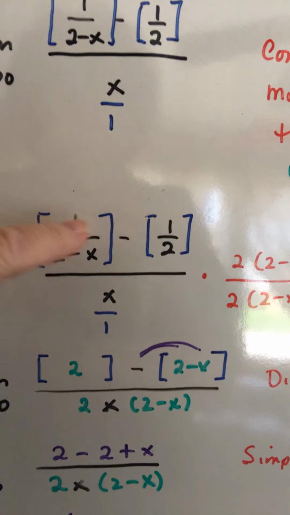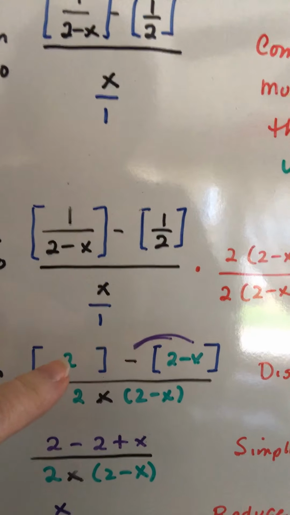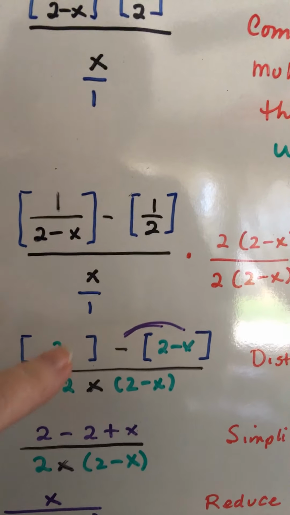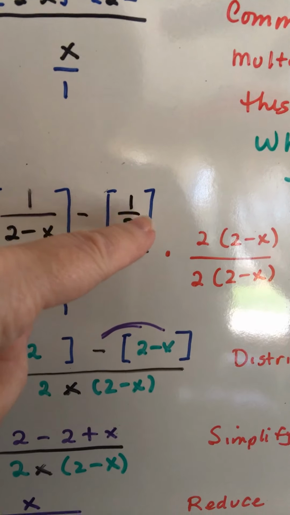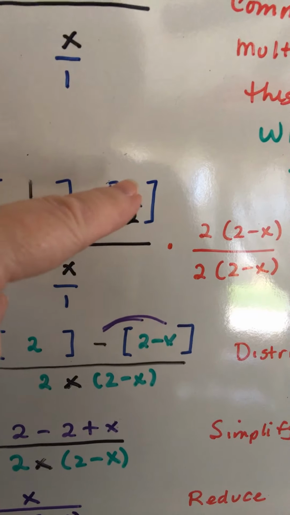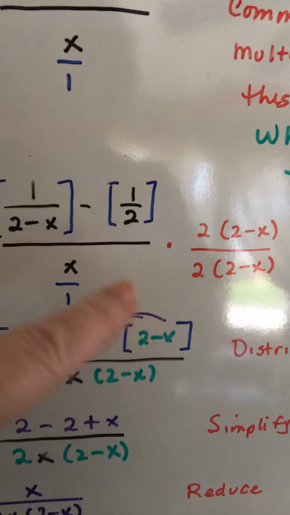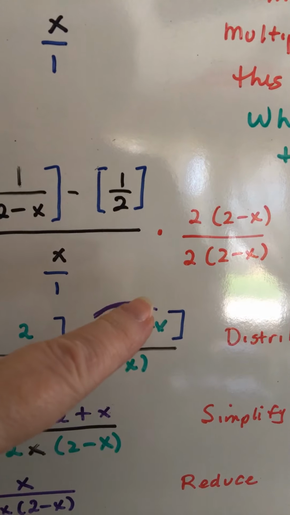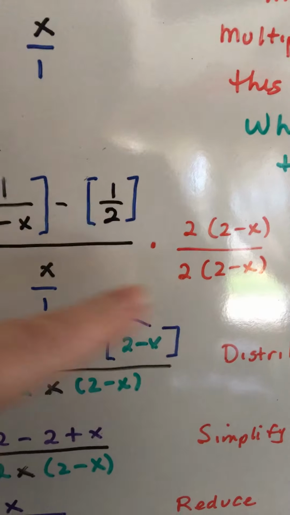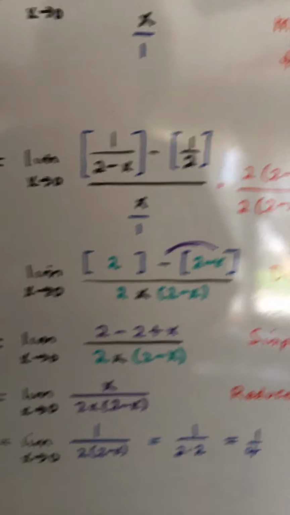What is this term missing? It's missing the 2, and 2 times 1 is 2. And what is this term missing? It needs 2 minus x. And what is 1 times 2 minus x? It's 2 minus x. And the denominator gets the whole kit and caboodle.